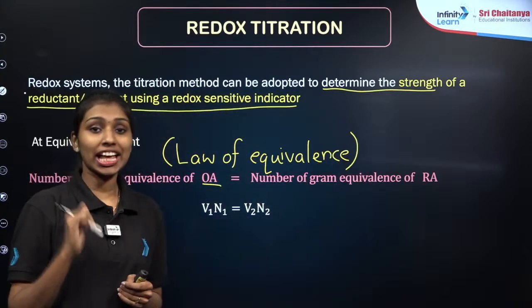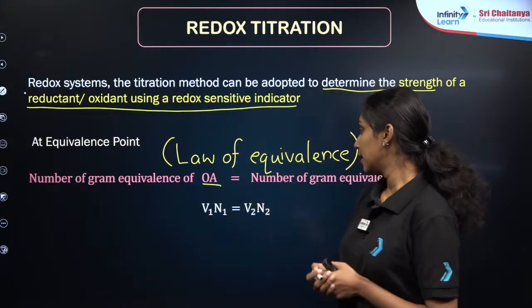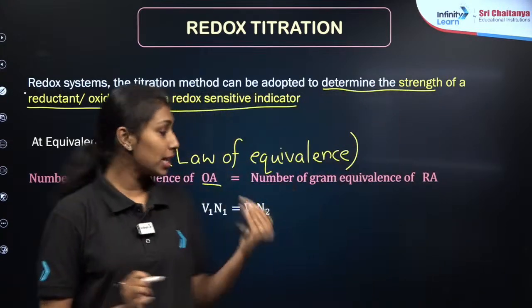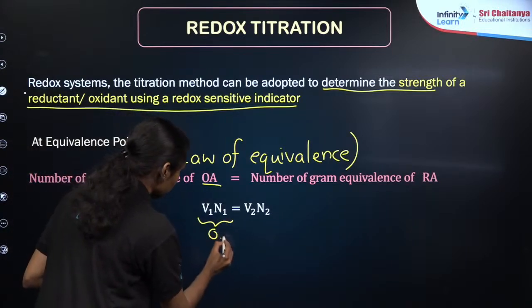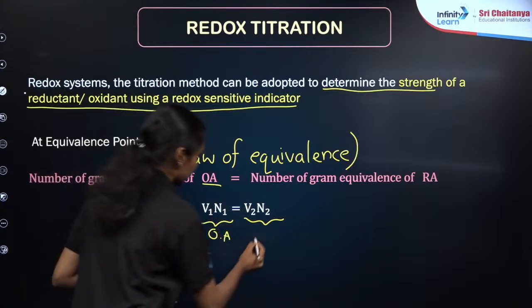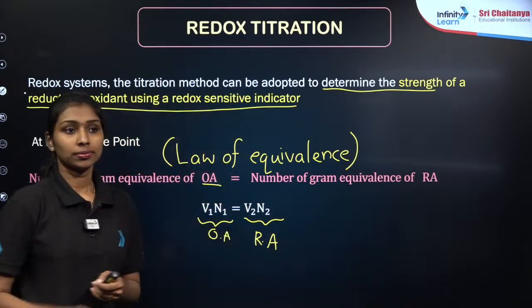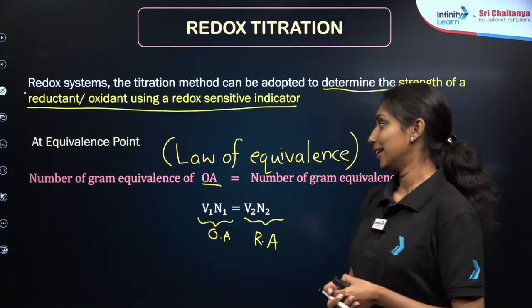And in the previous session, I have already discussed the normality as well as equivalent weight, right? So as you can see here, the number of gram equivalents is equal to the volume into normality. Here it is V1N1, the volume into normality of the oxidizing agent. Then V2N2 will be the volume into normality of the reducing agent. Clear? This will be the basics of redox titration. Just let me know. Is it clear?